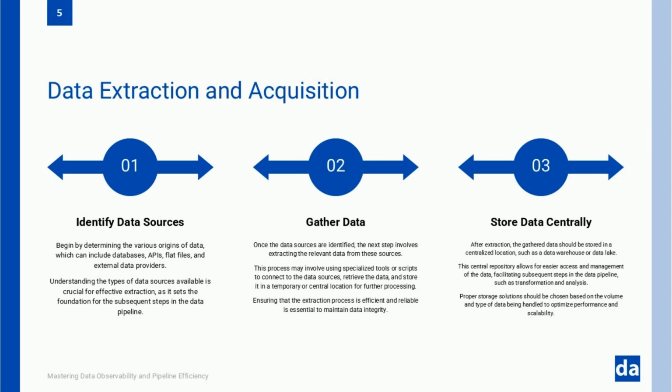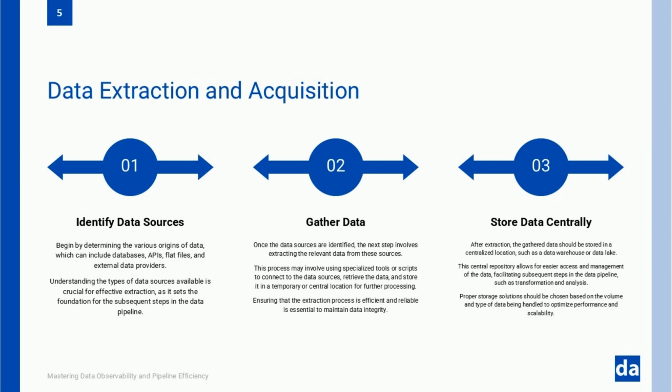Step 2. Gather data. Once you've identified your sources, the next step is extraction. This involves using specialized tools or scripts to connect, retrieve, and store the data in a central location, either temporarily or permanently. The key here is efficiency and reliability. If the extraction process is flawed, the entire pipeline risks contamination.